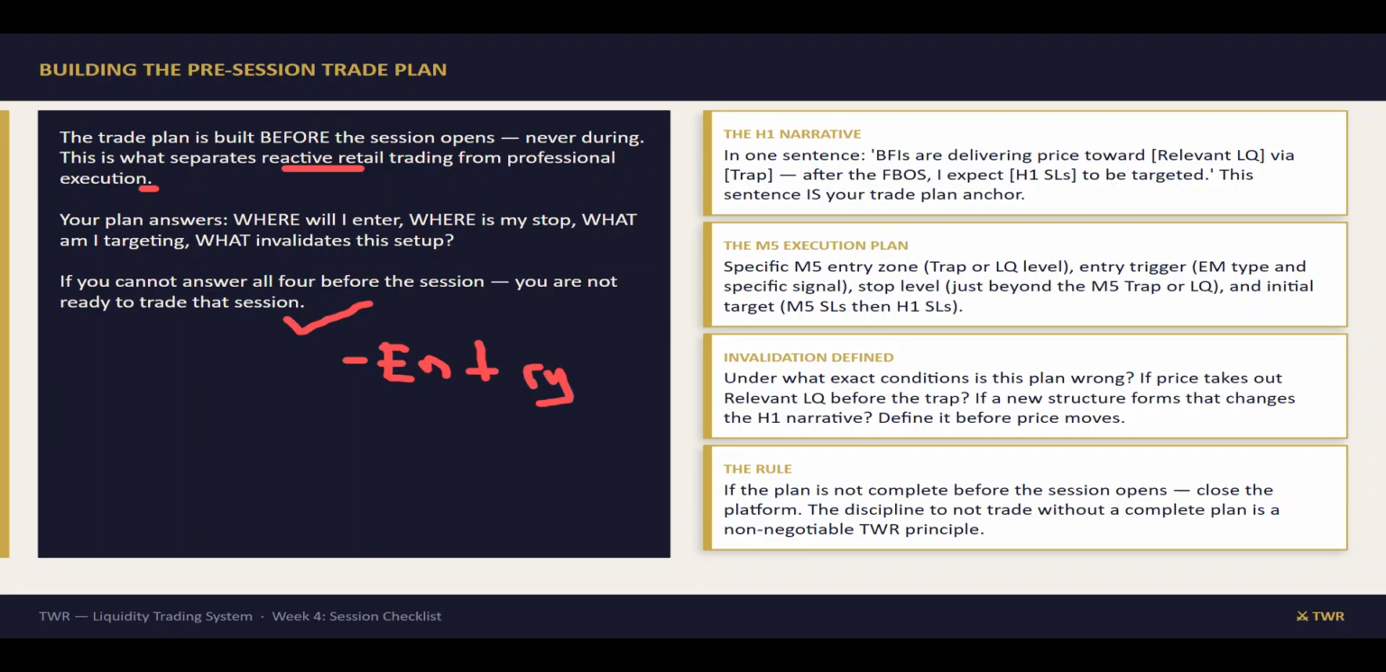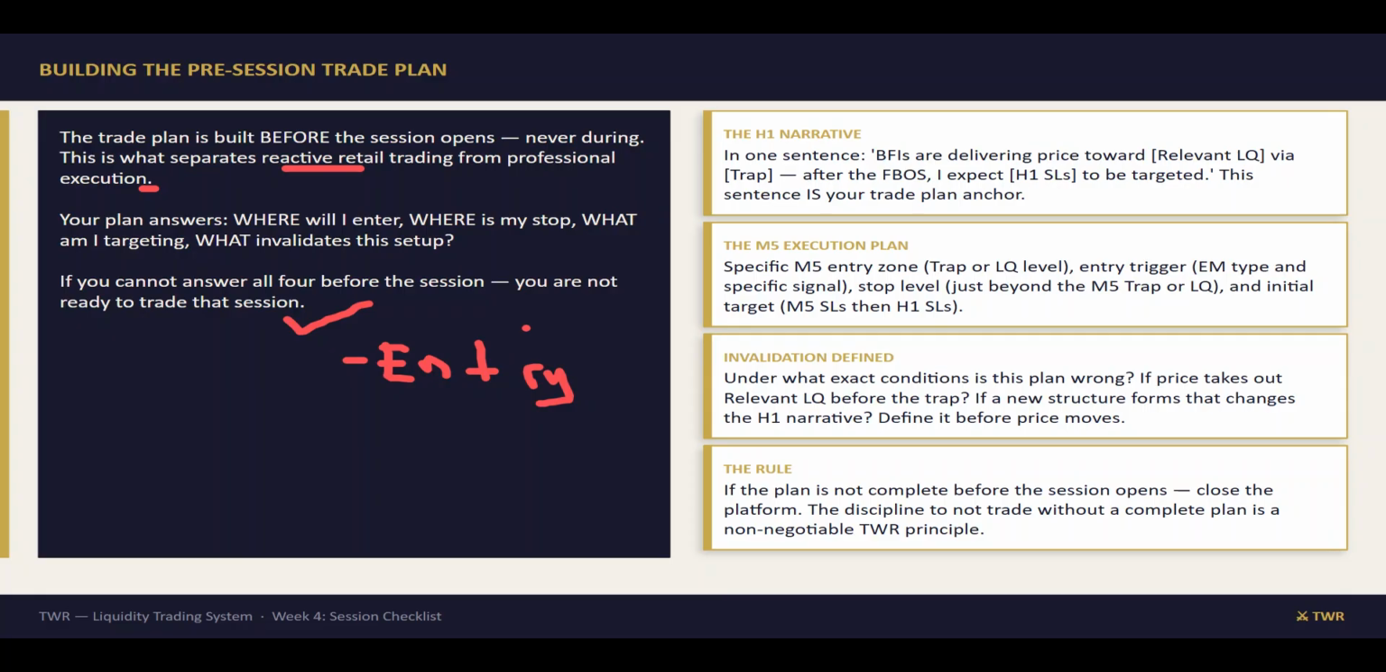Number three, what are you targeting? Where is your TP? And what is your invalidation for that setup? What are some of the conditions that tell you that setup is invalidated? If you cannot answer the four, then you're not worthy to trade that session.